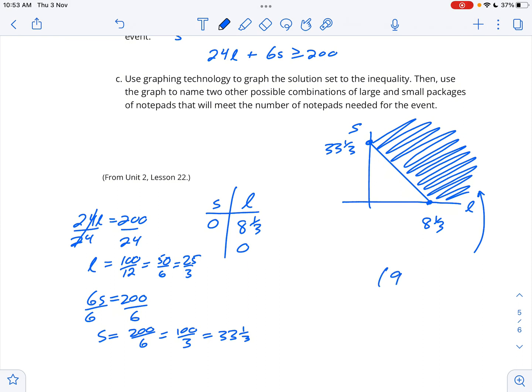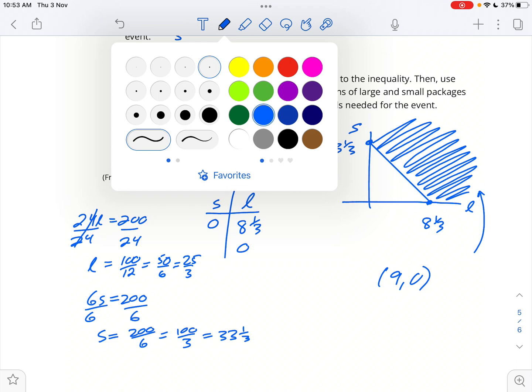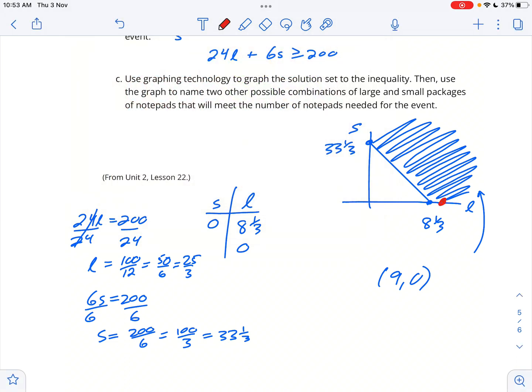I could just do 9 and 0, like 9 large packages. Let me switch colors here. 9, 0 would be right here. That's in the shaded region. Or I could do 9 and 10. That would be somewhere up in here. That would be in the shaded region. But pretty much anything that's up there is going to work.